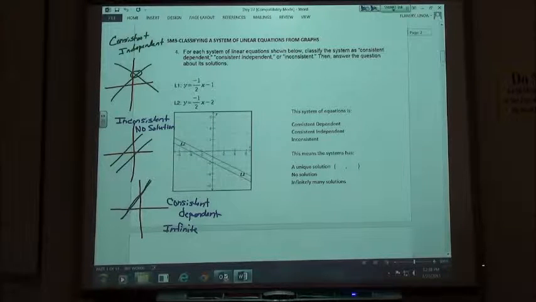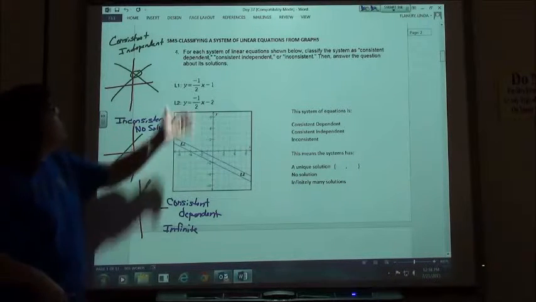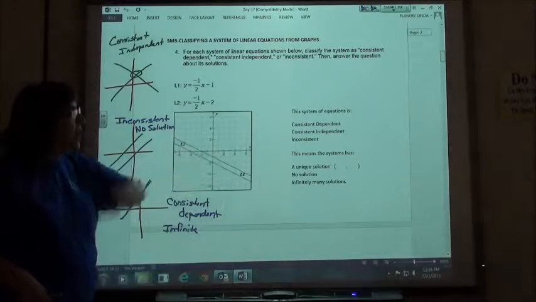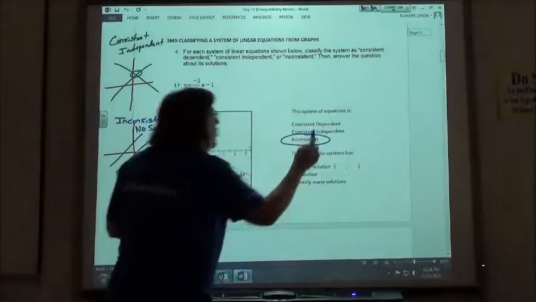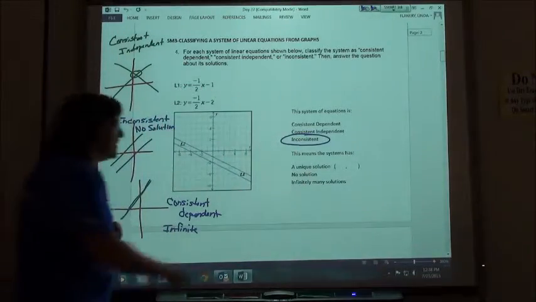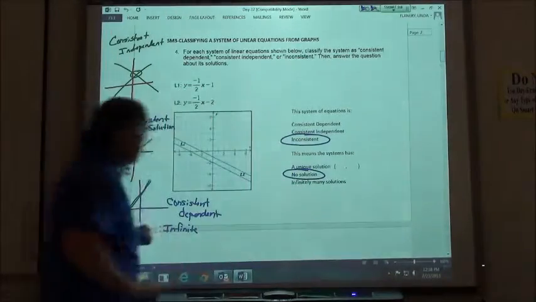So all they're going to have you do on these ones is pick out which kind it is, how many solutions it has, and if there is a solution, what is a solution. So first one on number 4, we've got the 2 parallel lines. If the 2 lines are parallel, they're not going to intersect, so we have inconsistent with no solution.